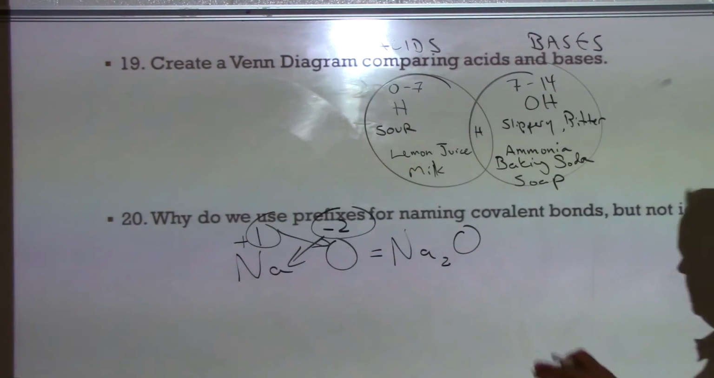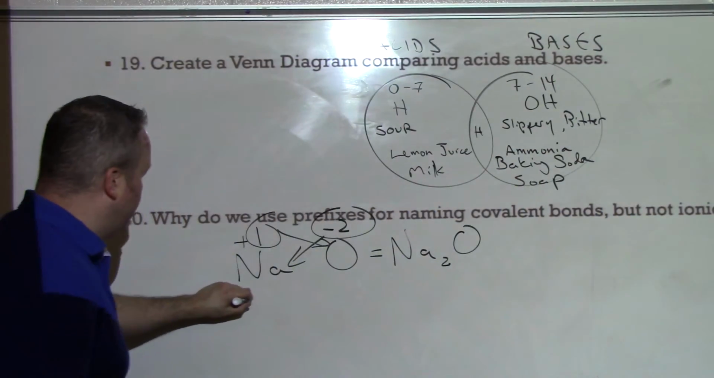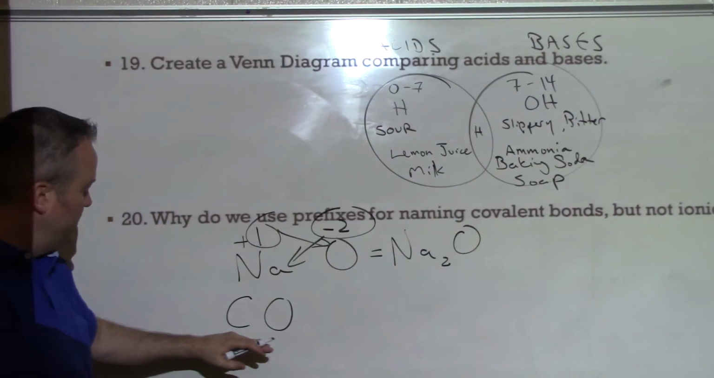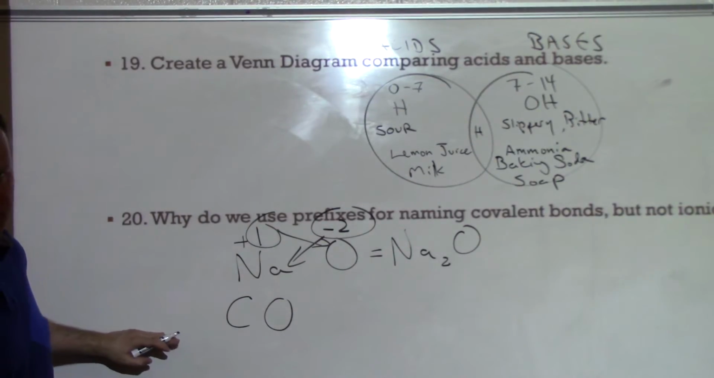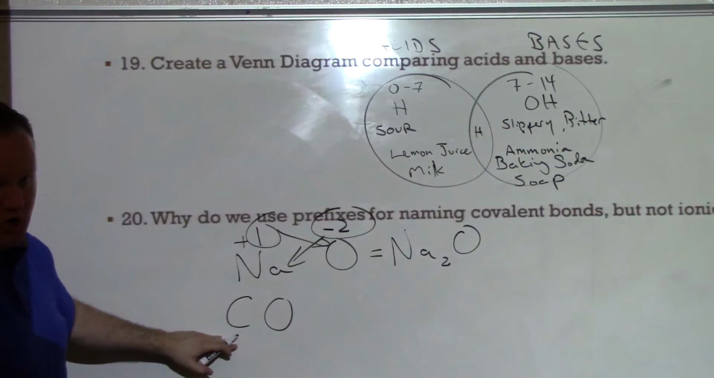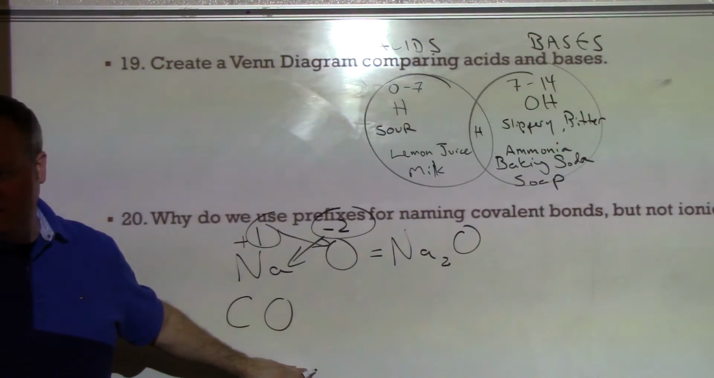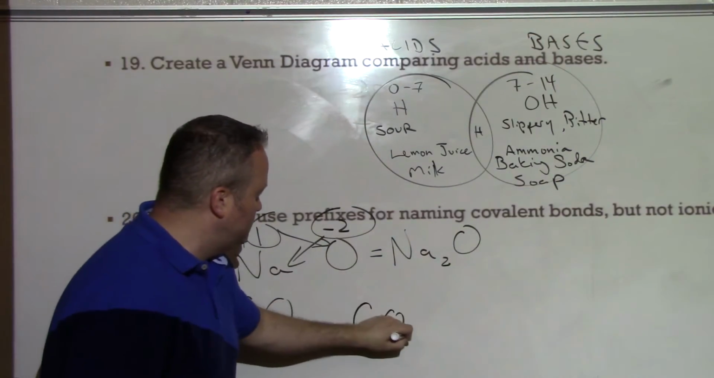For something like a covalent bond, though, on the other hand, we could actually have 2 different ways. We could have carbon monoxide. This has 1 carbon, 1 oxygen. Remember, you don't start with mono, so you would not say monocarbon monoxide. It's just carbon monoxide. The second thing we could do with these 2 same elements is we can have CO2.